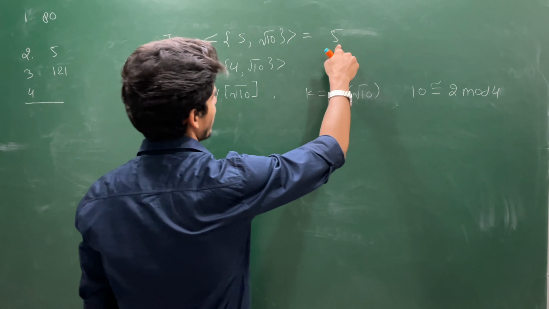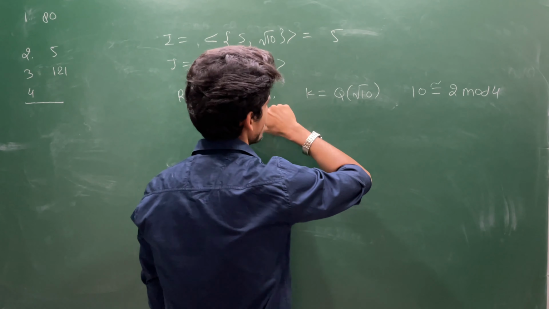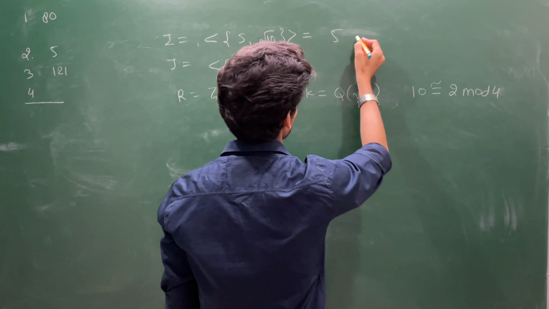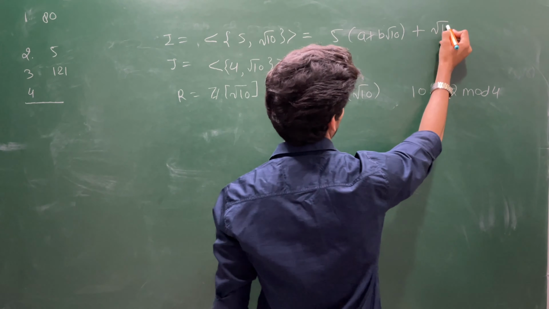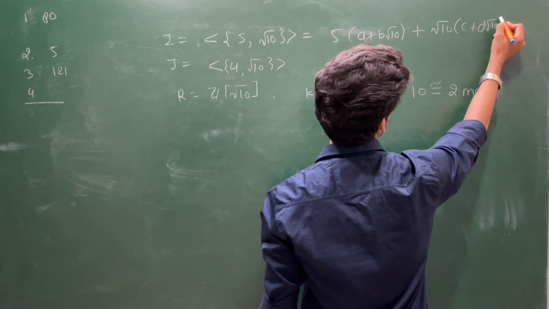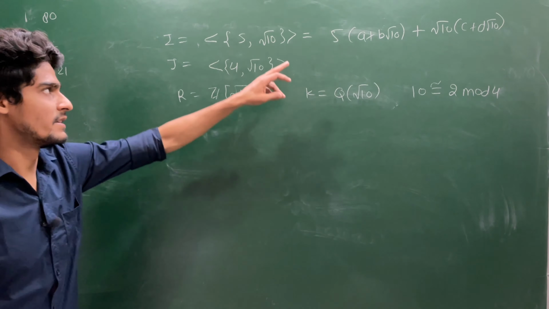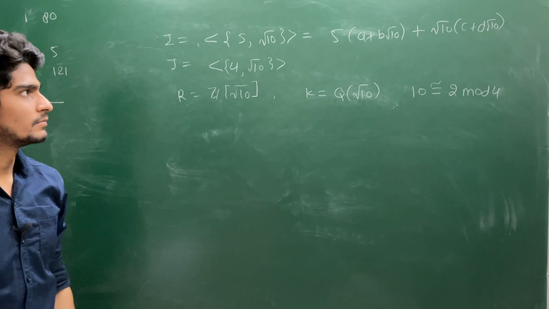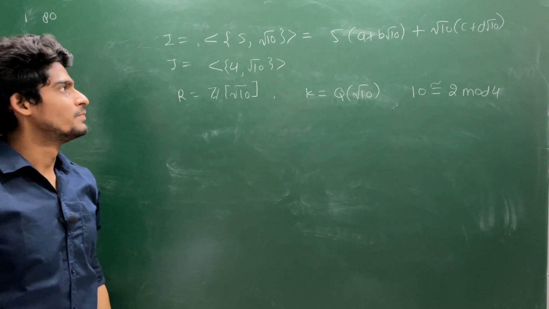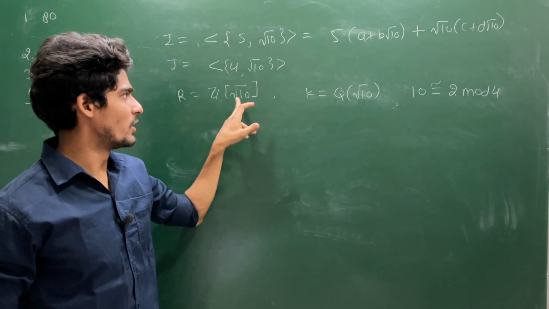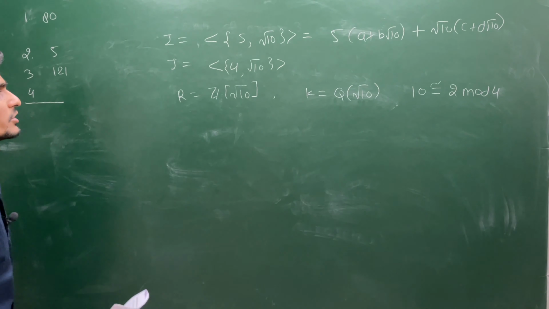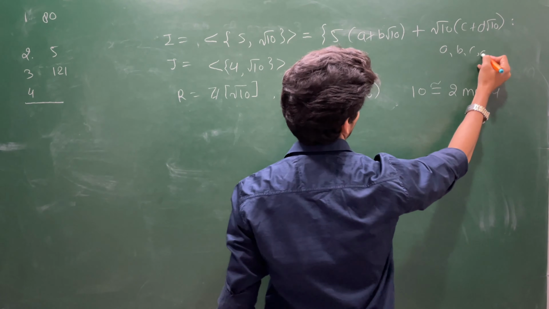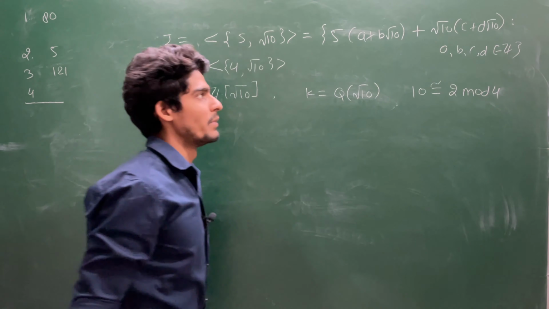Now the generated ideal, you can write 5 times (a plus b square root of 10), plus square root of 10 times (c plus d square root of 10). This is the generated ideal, and similarly you can write for J: 4 times some arbitrary element of this ring, plus square root of 10 times some arbitrary element of this structure. More precisely, you can write in this manner. So this is the complete definition of this I.